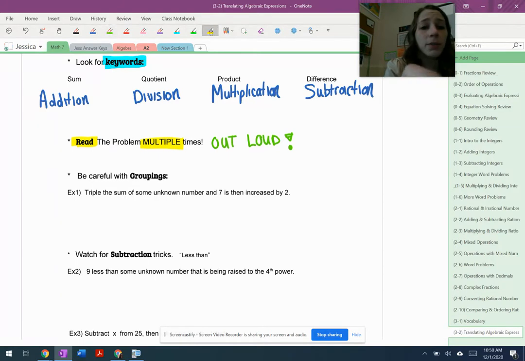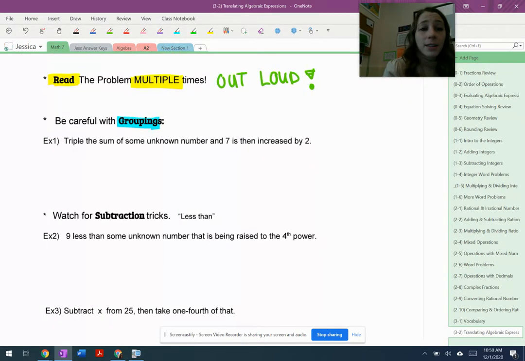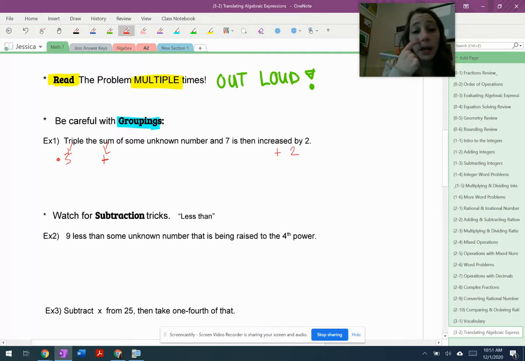Next thing you want to worry about is making sure you're being careful with the groupings. And we're going to take a look at this first example to see what I mean by that. So in this first example, it says triple the sum of some unknown number and 7 is then increased by 2. Whoa, a lot's going on. So I'm picking some things out. Sum, I know means plus. Triple, I know means times 3. Increased by 2 is going to be a plus 2. And we're doing something with an unknown number, which is just a variable, and 7.